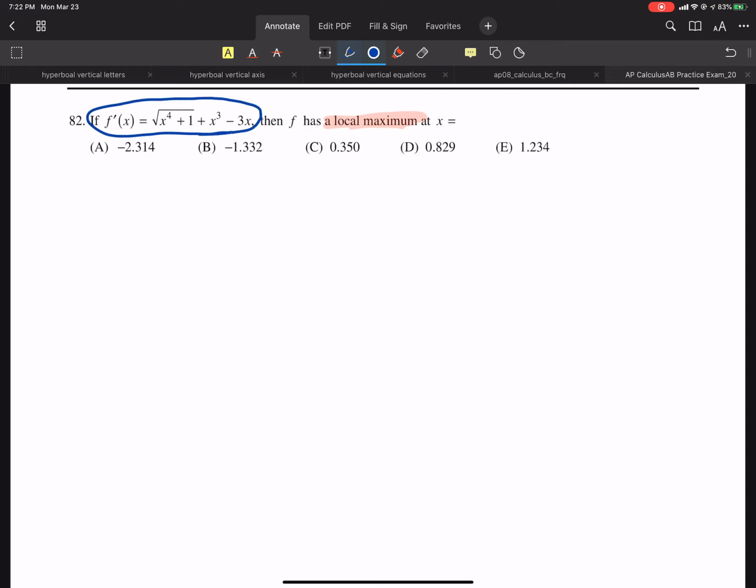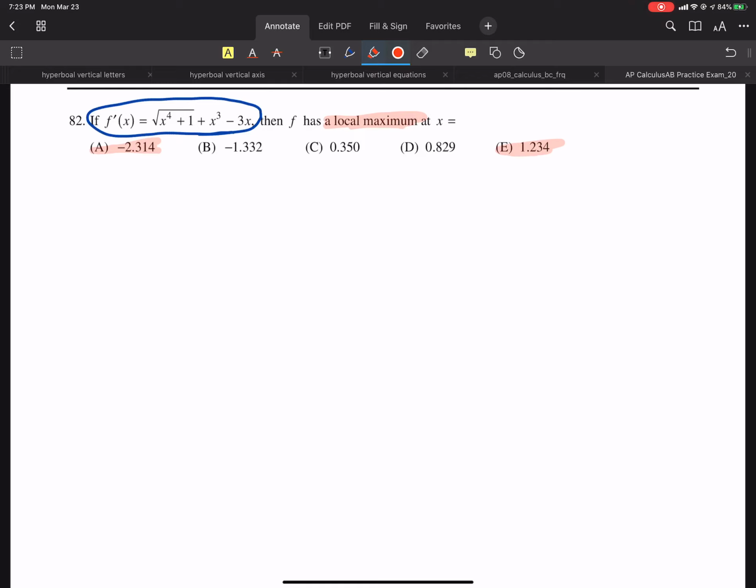That is the derivative. And since this is a calculator problem, I'm just going to enter that as y1. So let me punch that in. And I want you to note the smallest value of x is negative 2.314. The largest is 1.234. So when I'm graphing this, I'm going to set my window to go from negative 3, my x min negative 3, and my x max to be 2, because all of my answers are between those two.